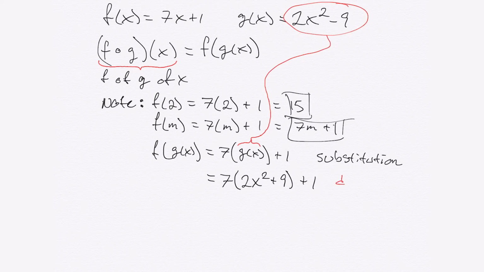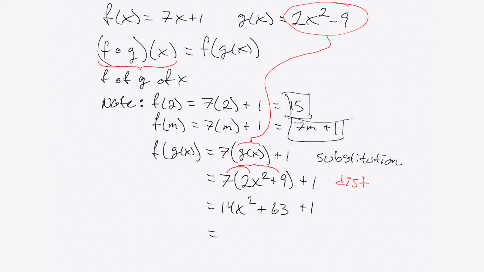The next thing I want to do is distribute. That turned out to be red. That's okay. Let's switch to black again and do our distribution. The 7 times 2x squared has to happen, and 7 times the positive 9. The result of that is 14x squared. 7 times 9 is a positive 63. The plus 1, you see them lining up there. I'm keeping my work organized, even though I've got bad handwriting.